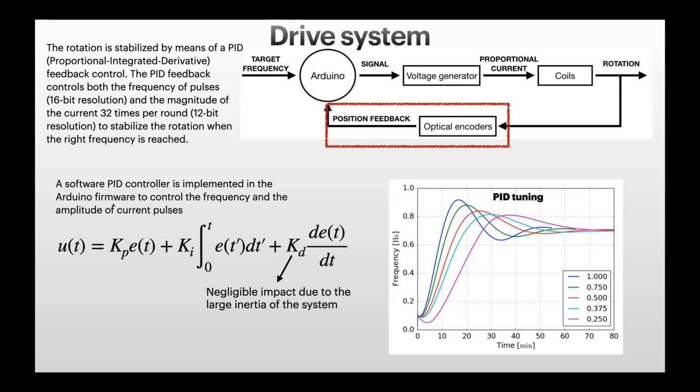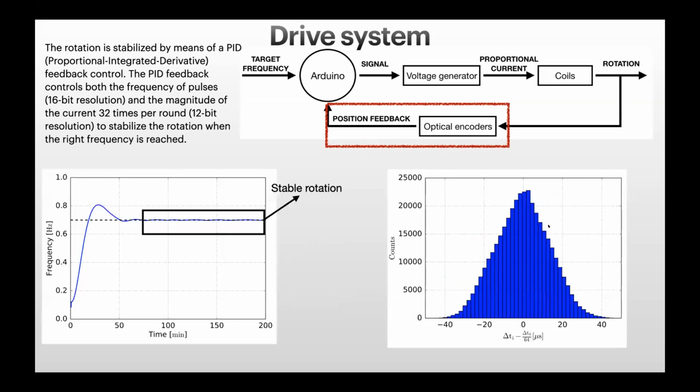This PID controller is mainly based on the proportional and the integral contributions. We also have a derivative contribution, but this is mainly negligible in our system due to the high inertia of the system. We performed a tuning of the PID parameters, and after this tuning, we found a configuration which allowed us to have a very stable rotation of the rotor. But the question is, how stable is this rotation?